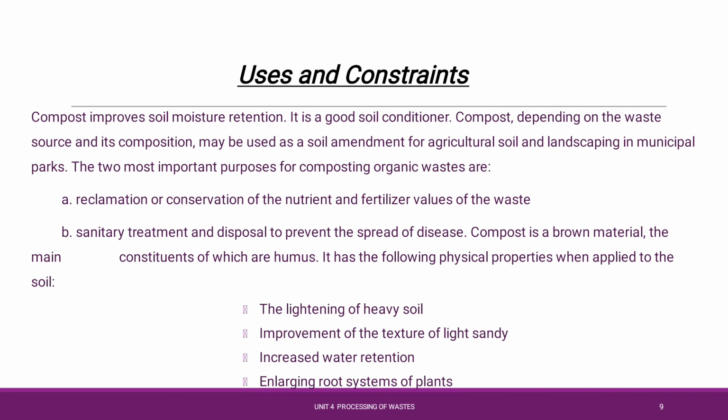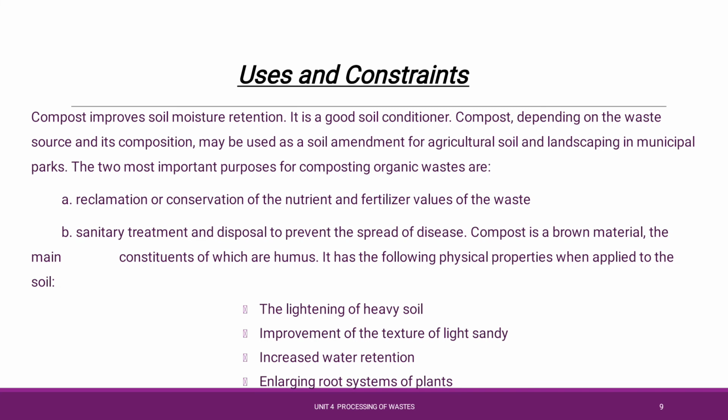Uses and constraints. While considering the uses, compost is one of the best materials which improves soil moisture retention. Compost is obtained through the process of aerobic degradation, so the moisture content is high in the composting process. Hence, it is considered to be a good soil conditioner. Based on the composition and the source of the waste, the compost obtained may vary, and it can be utilized as a soil amendment for agricultural soil as well as municipal parks.